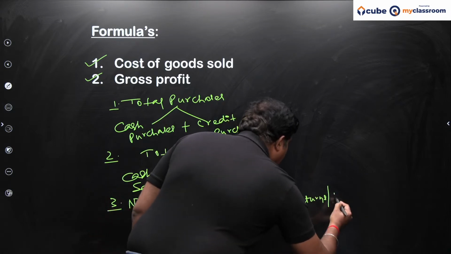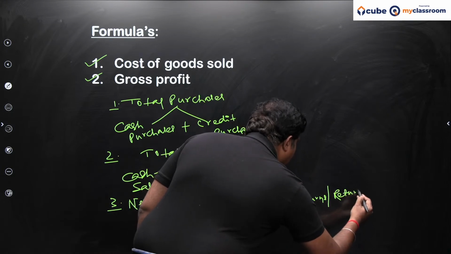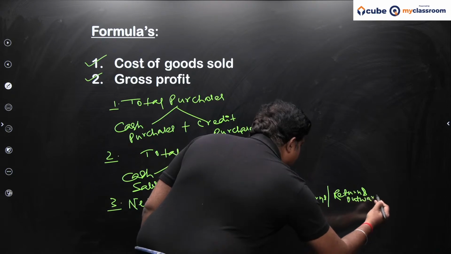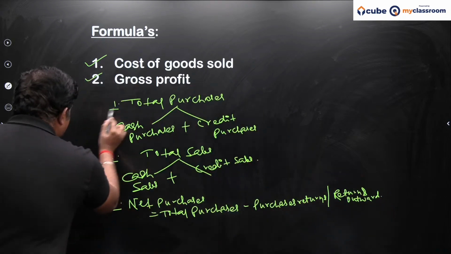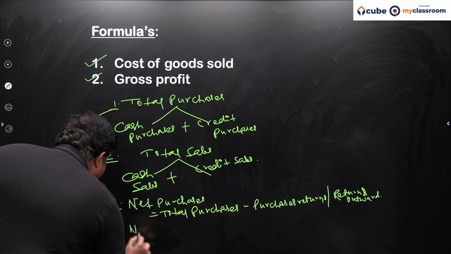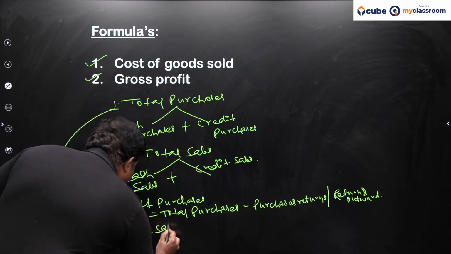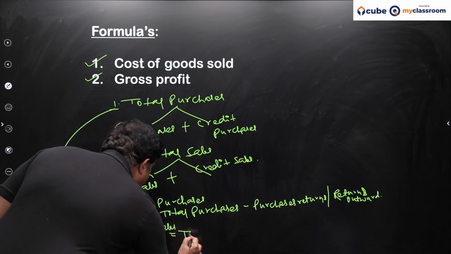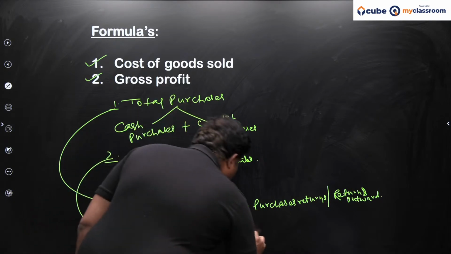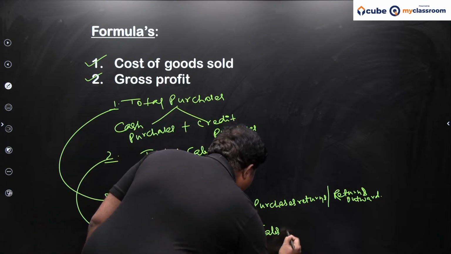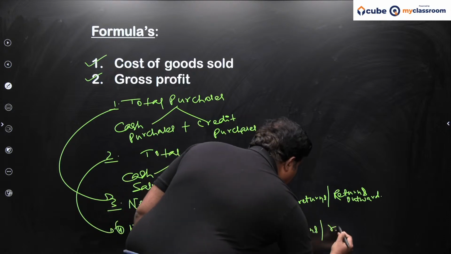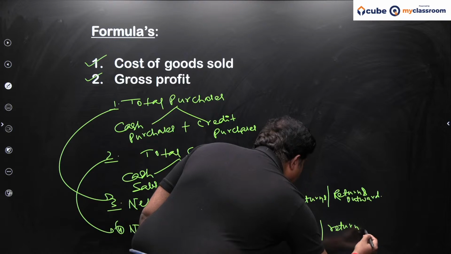Purchases return. When I say purchase return, it means returns outward. So this is connected with this. Now, the fourth one is net sales. When I say net sales, it means total sales minus sales return. When I say sales return, it means returns inward.